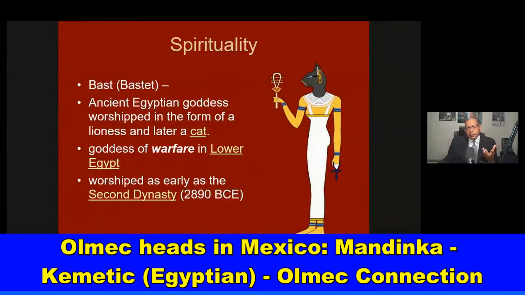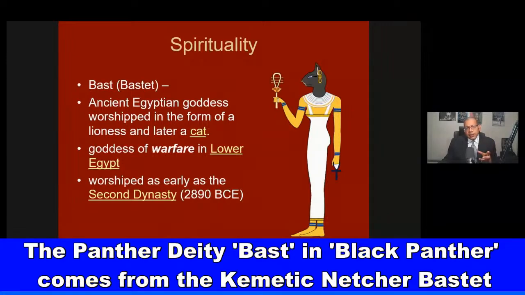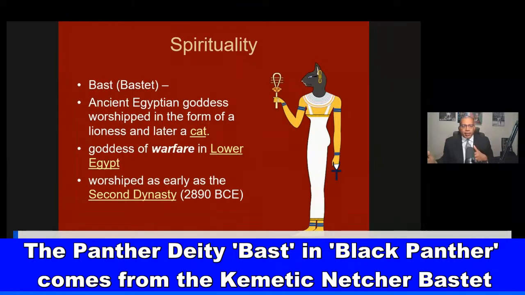Okay, now the Panther deity of Bast that we see in the movie, the Panther deity that watches over Wakanda, comes from Bastet, which was a deity in ancient Kemet, ancient Egypt, that was in the form of a lioness, okay, and then later a cat. Ancient Egyptian goddess worshipped in the form of a lioness and later a cat, goddess of warfare in Lower Egypt, worshipped as early as the Second Dynasty, around 2890 BCE, before the Common Era.